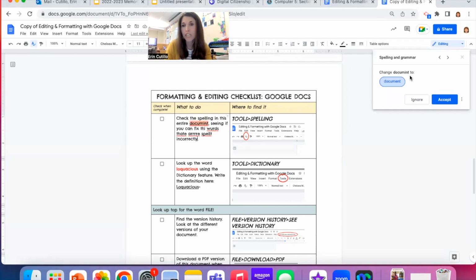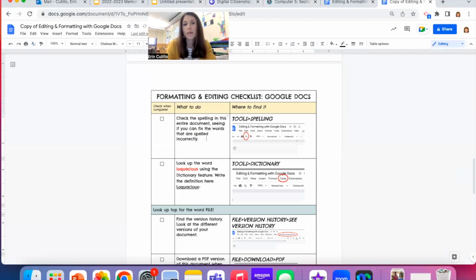It's telling me change document to document, change words to words. So I'm just tapping on the word that it's supposed to be. Sometimes there will be more than one here because it's giving you different options. You can also hit accept. It's going to give you the same thing, accept, accept. And then it says document looks good. And I see right here, I must have fixed this before. All right, so now everything is spelled correctly.